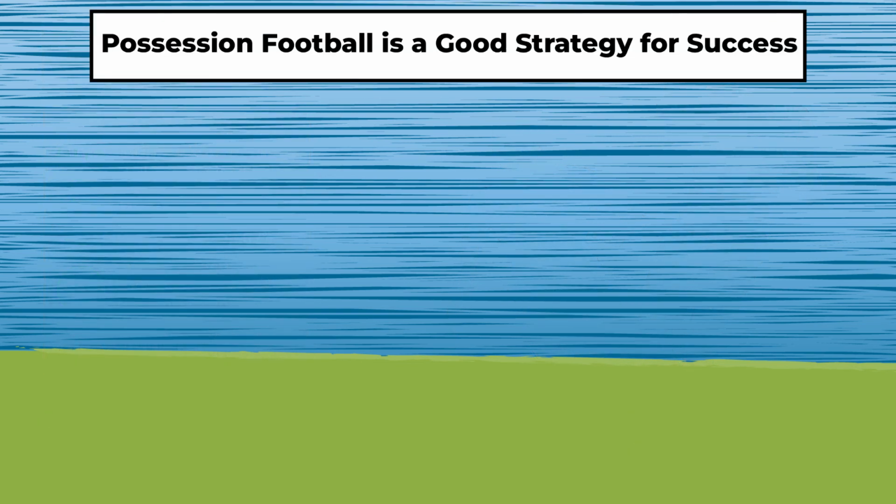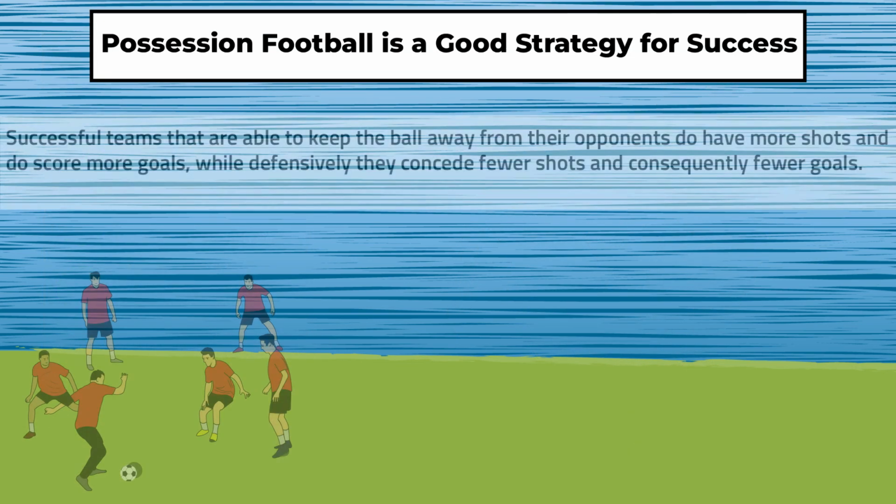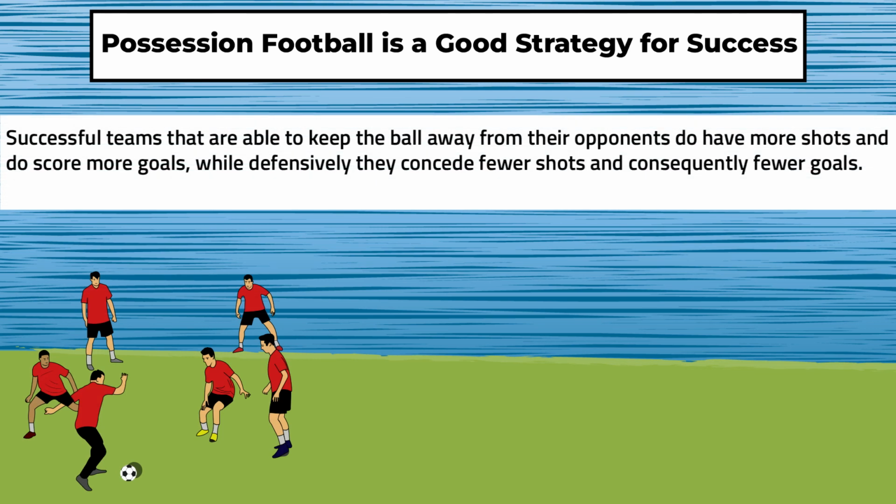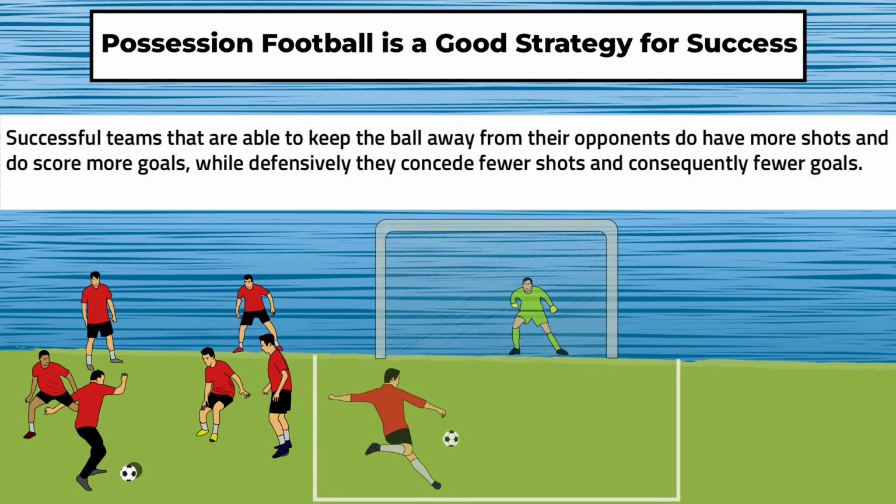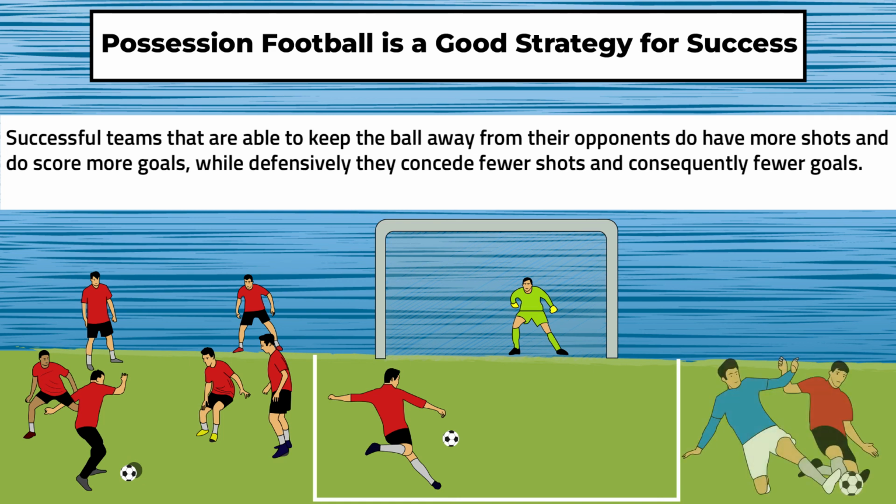The conclusion is possession football is a good strategy for success. Successful teams that are able to keep the ball away from their opponents do have more shots and do score more goals, while defensively they concede fewer shots and consequently fewer goals.